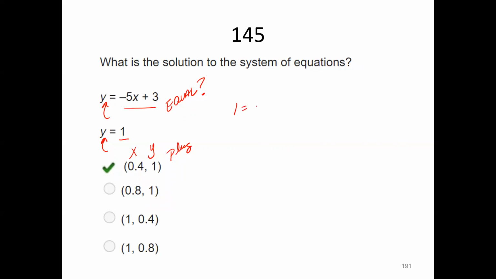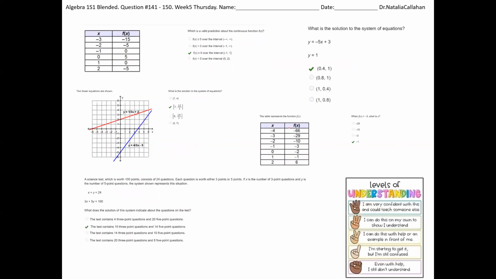So the only one that will actually do that, if you plug this in, you have y, which is 1, equals -5 times 0.4 plus 3. Do they equal each other? Here, the second one, y equals 1. So I do know that's the case. So take your calculator and check that for the first one.